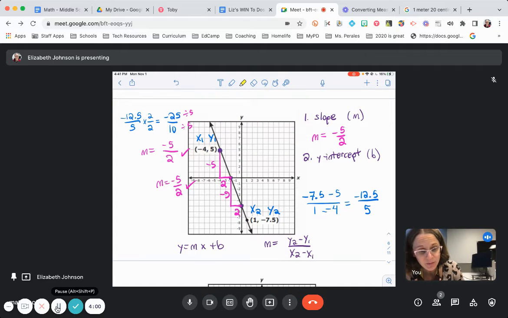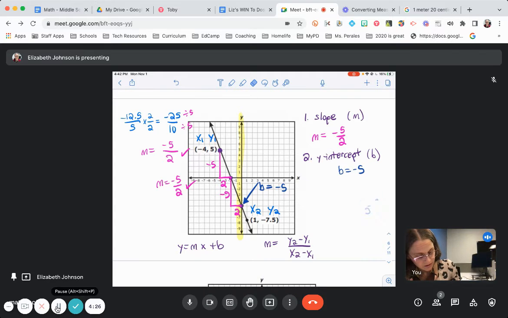Now for the y-intercept, what I want you to do is highlight that y-axis, because that's what we're looking for, the point where the line crosses the y-axis. And we've spent some time talking about these. So it's right there. That highlighting makes it really easy to see that our y-intercept is -5. Okay, now we have all the information that we need to write the equation of our line. Let me clear up some space here, and we can write y equals -5/2 x minus 5.